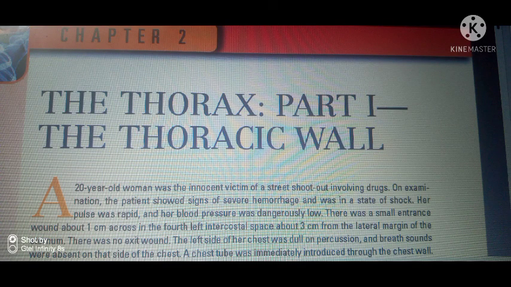This marks the end of the first chapter of the thorax, which focused on the thoracic wall.